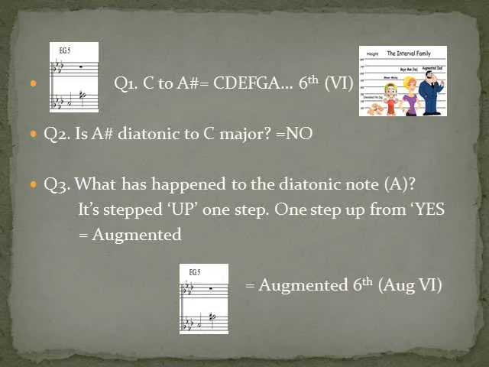Here's a second example. C is the lowest note, up to A sharp produces a sixth again. Is A sharp diatonic to C major? The answer is no. What has happened to the diatonic note? It has stepped up 1 step. 1 step up from the yes character is augmented. Therefore, C to A sharp is an augmented sixth.